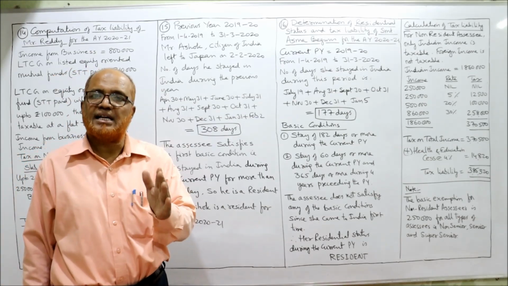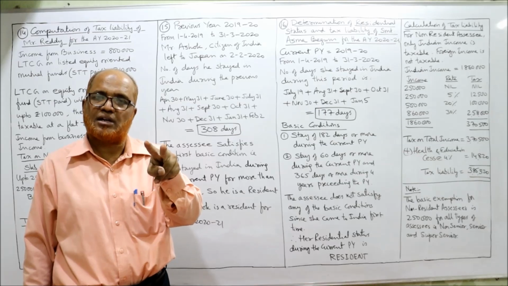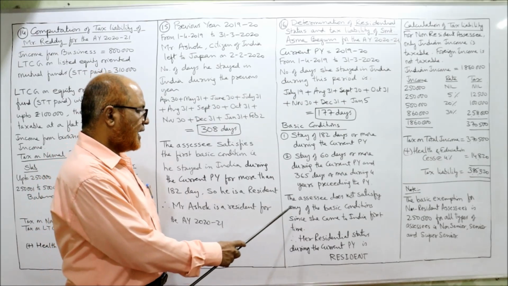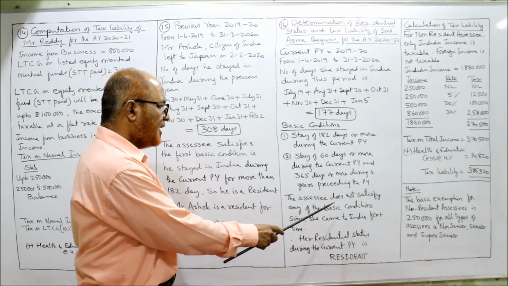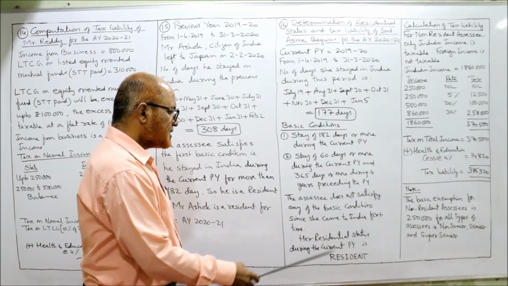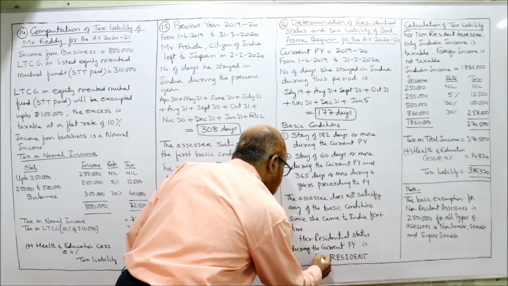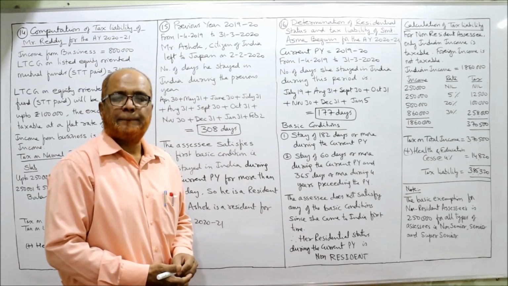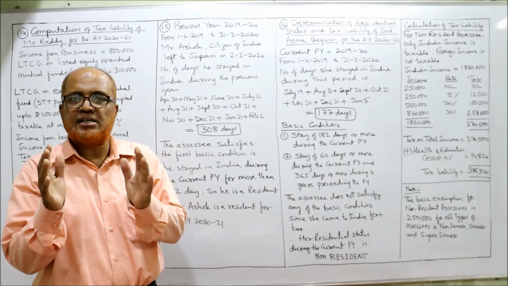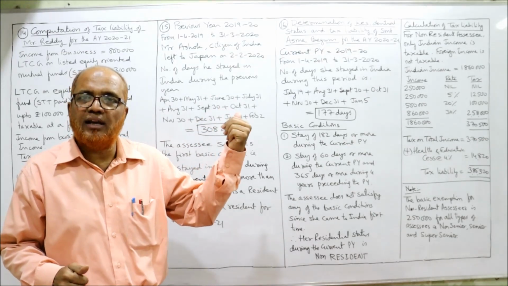So she is not satisfying the first basic condition, and not satisfying the second basic condition. So she is a non-resident. She does not satisfy any of the basic conditions since she came to India for the first time. Her residential status during the current year is non-resident. If she is a non-resident, only Indian income will be taxable, foreign income is not taxable.